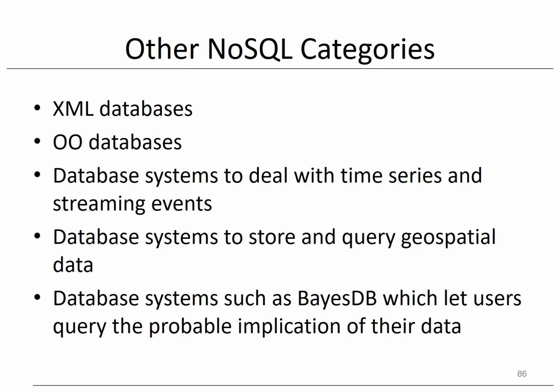Besides key value stores, tuple and document stores, column-oriented databases, and graph-based databases, several other niche NoSQL databases exist. In many cases, these are geared specifically towards storing and querying specialized types of data or structures. Two of these, XML and object-oriented databases, were already discussed before. Other examples are database systems to deal with time series and streaming events, database systems to store and query geospatial data, and database systems such as BayesDB, which let users query the probable implication of their data.